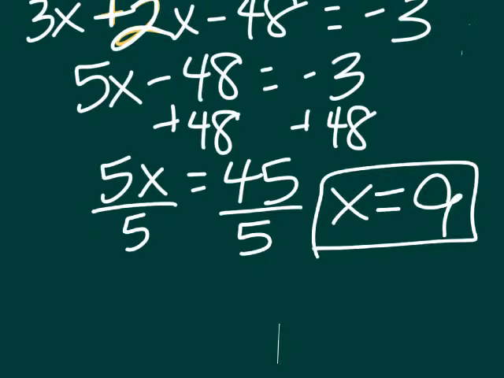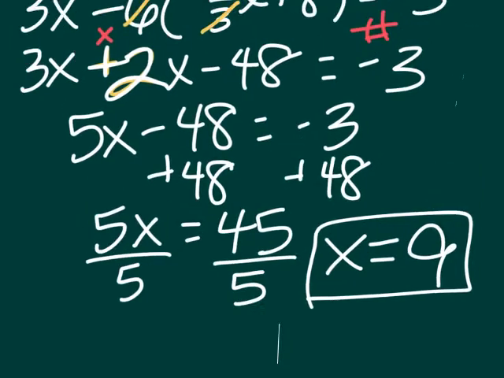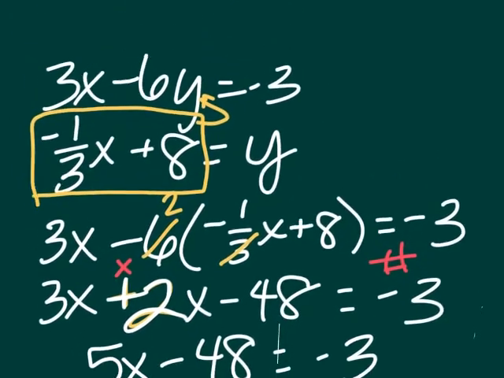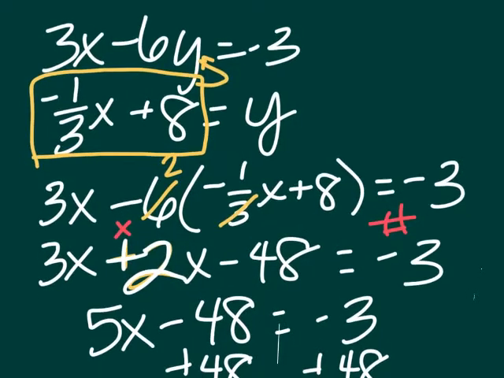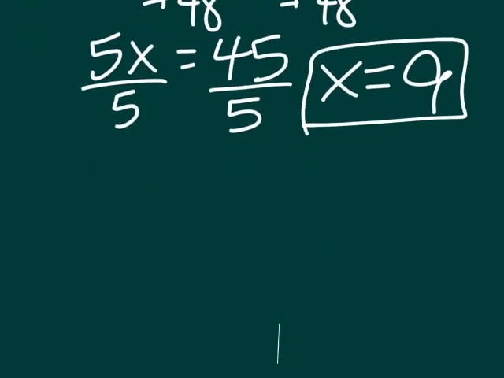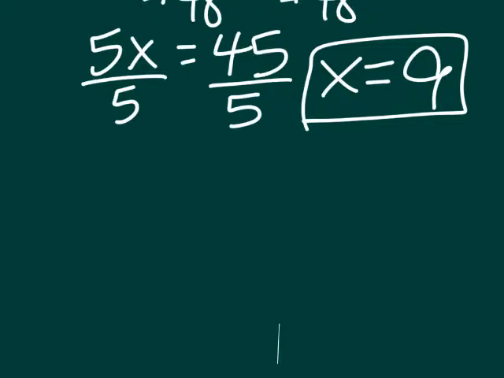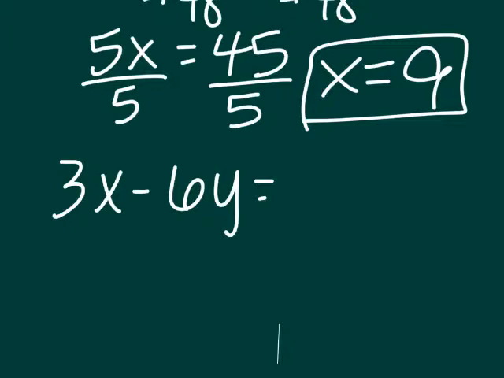Okay, now what do I do? To which equation? I could do both. I would do the top one because then I don't have to deal with fractions, but that's just me. 3x minus 6y. So now I'm going to 3x minus 6y equals negative 3, right? Okay. And now that 9 is getting plugged in for x. Yeah?